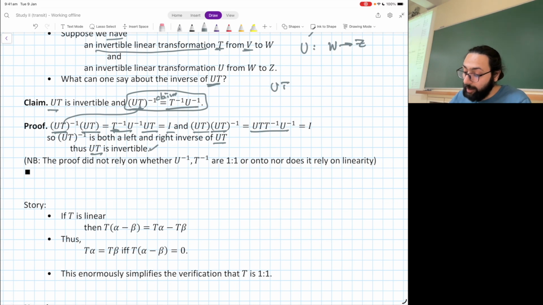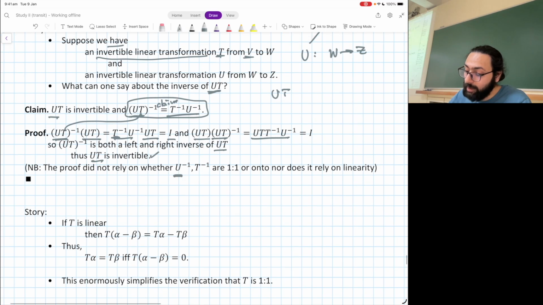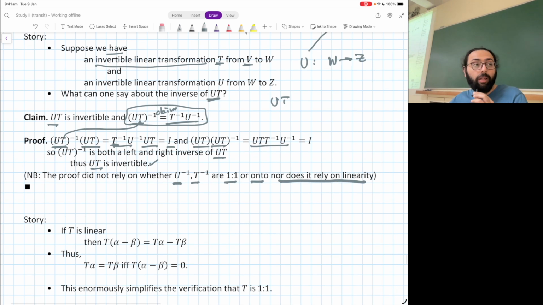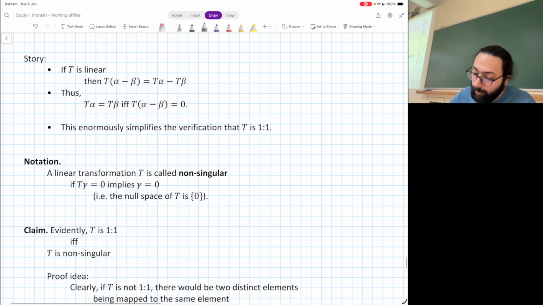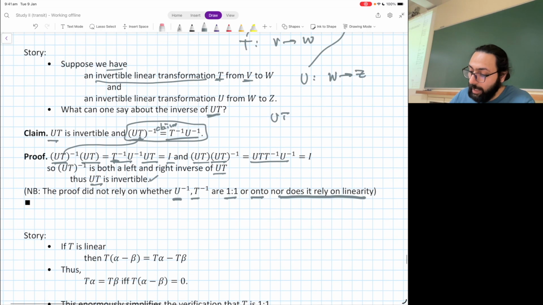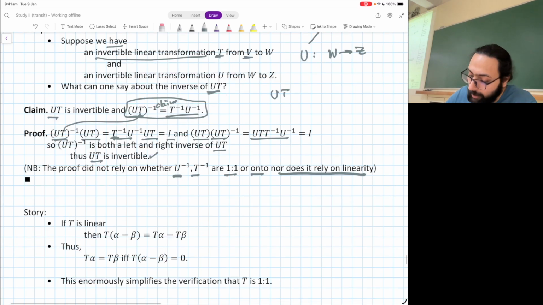And we have to note that we did not rely on whether U inverse and T inverse are 1-to-1 or 1-to-2, and it did not rely on linearity. The only thing it relied on was that you have the inverses for these objects, and that is enough to show that the composition would also be invertible. It's just a small example. Any questions about this? This part should be very straightforward. Is it okay?